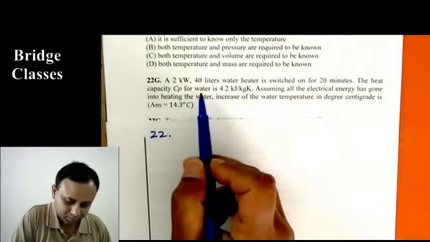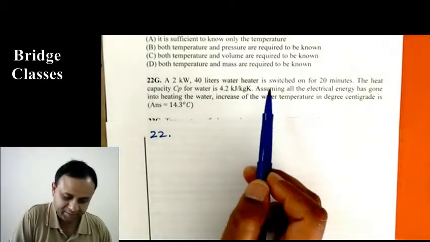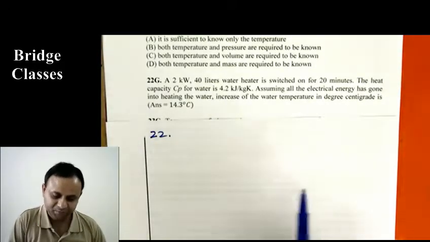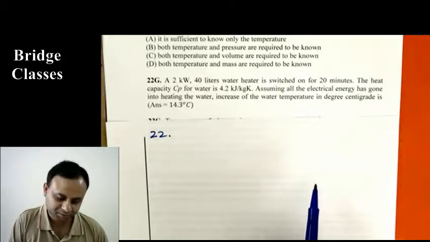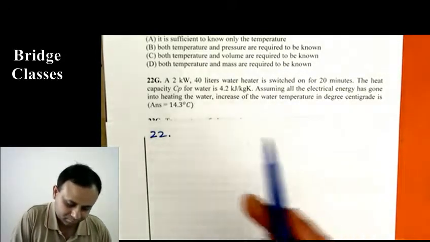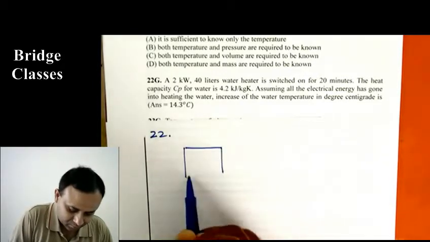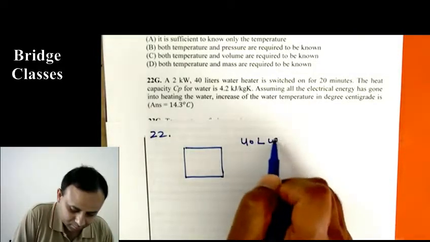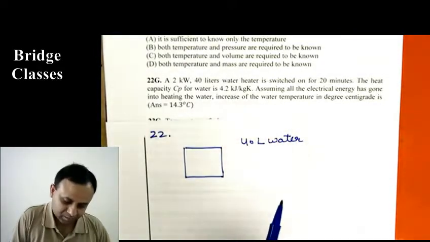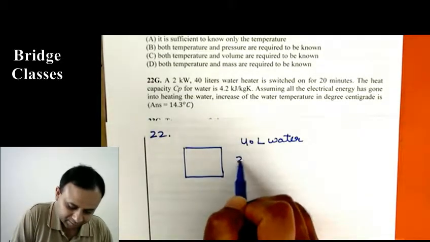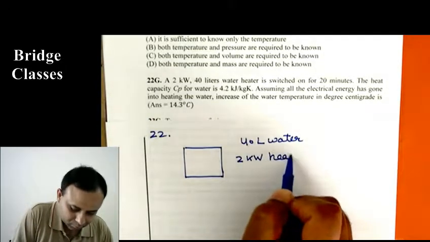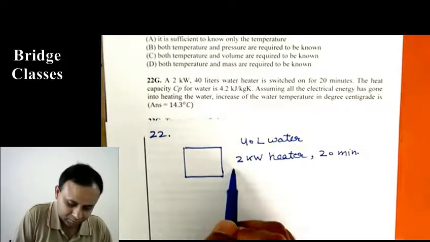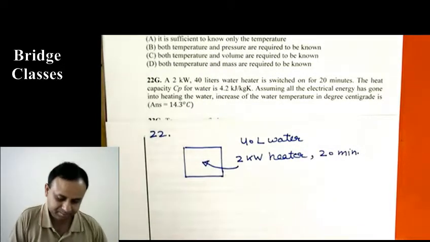Say a 2 kilowatt 40-liter water heater is switched on for 20 minutes. It doesn't give us the type of container, whether it is constant pressure or constant volume. I'm just going to take a container, and in this there is 40-liter water and a 2 kilowatt heater is turned on for 20 minutes. So that is the heat transfer to this.